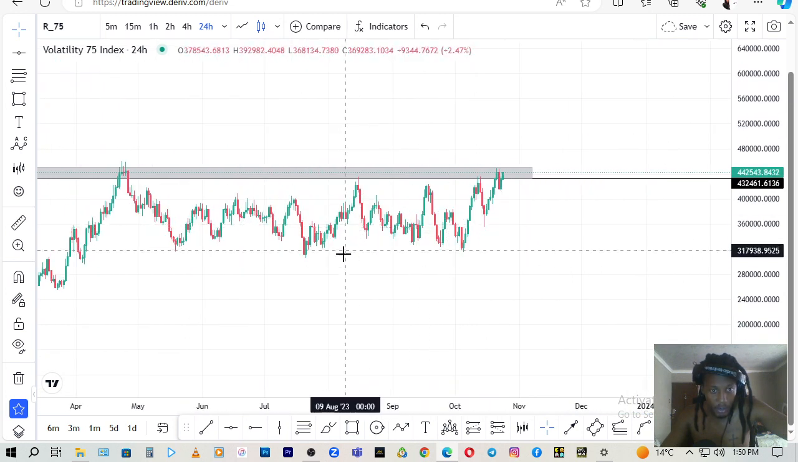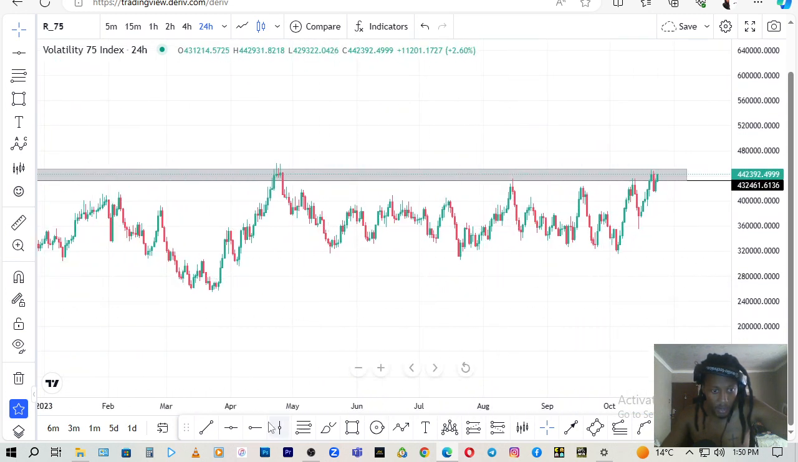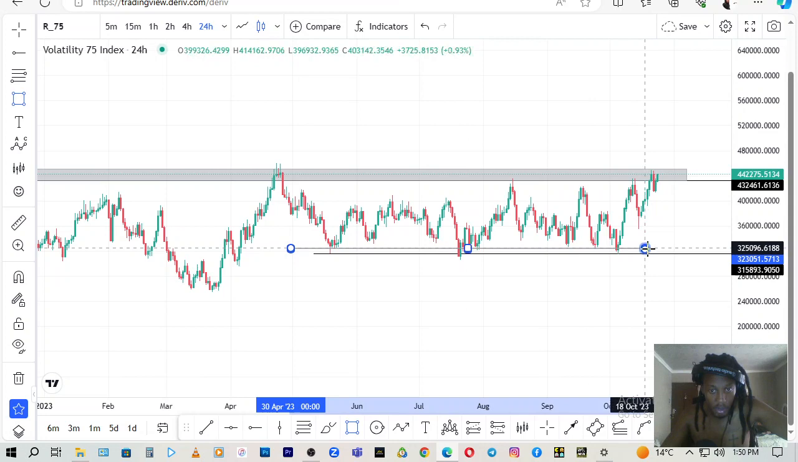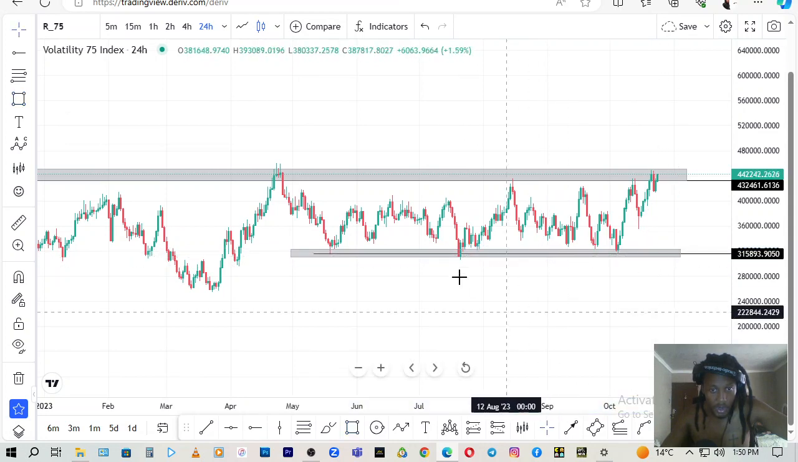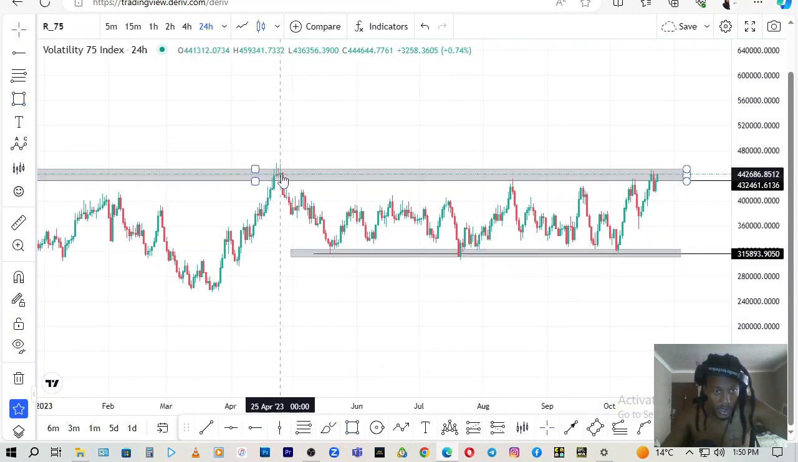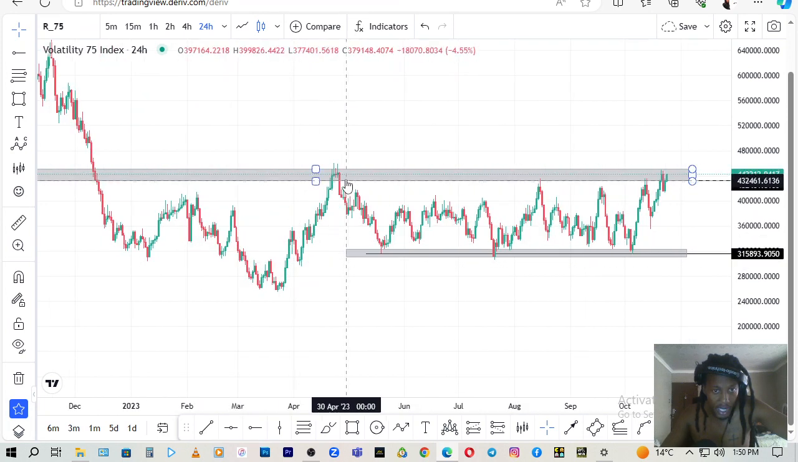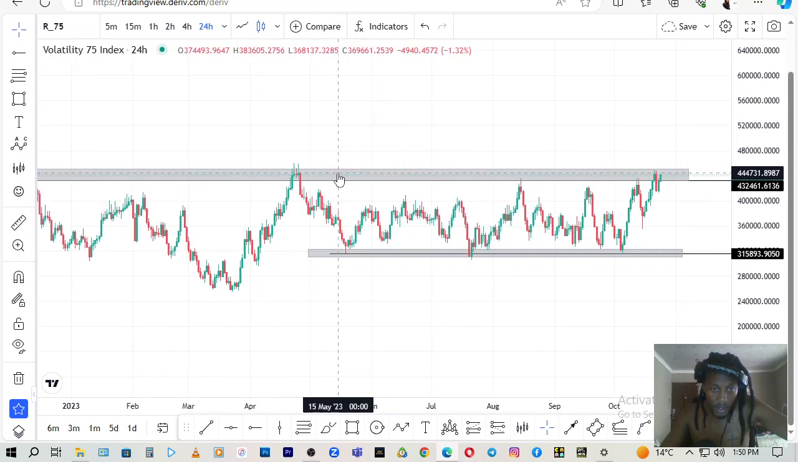So for now I'd wait on volatility 75. I'd wait and see what the market is trying to tell me, because then we're in this consolidation. It's been consolidating since our lower high level, which was on the 25th of April.